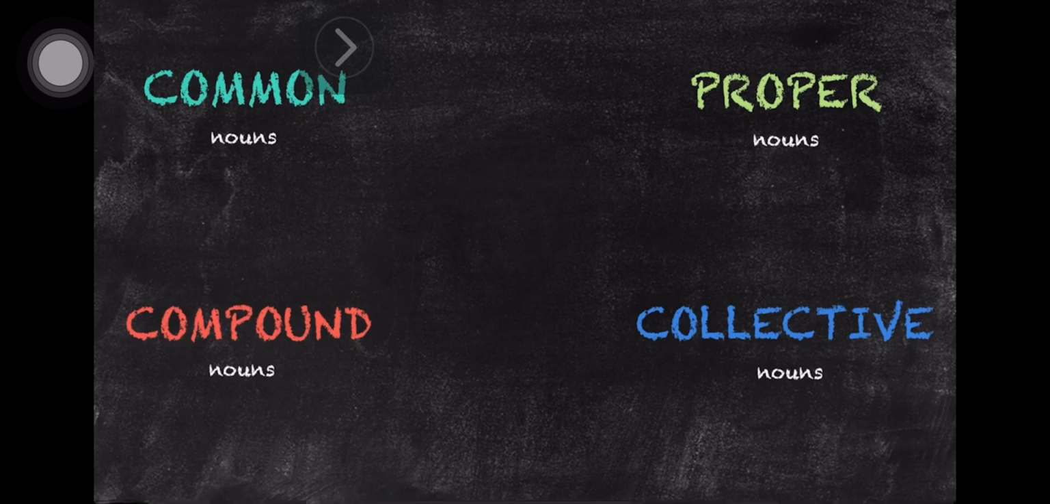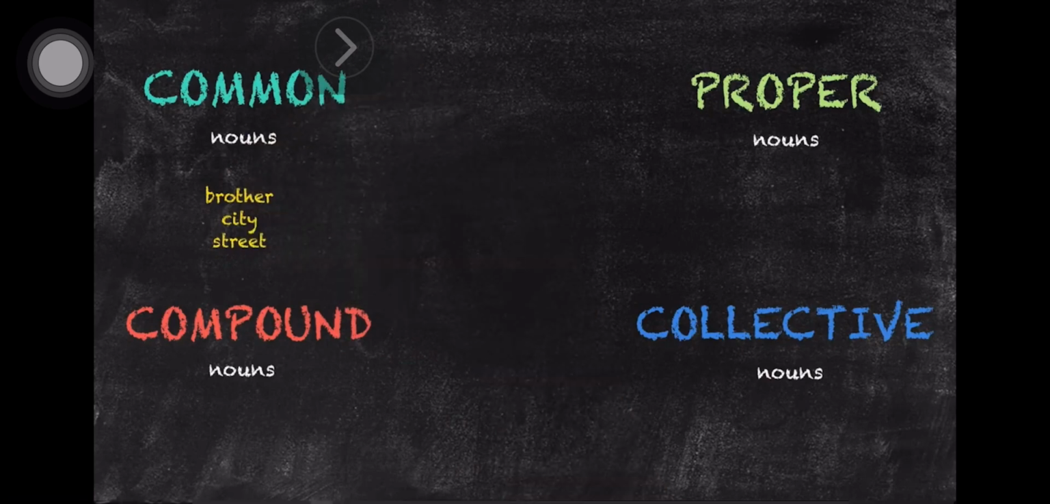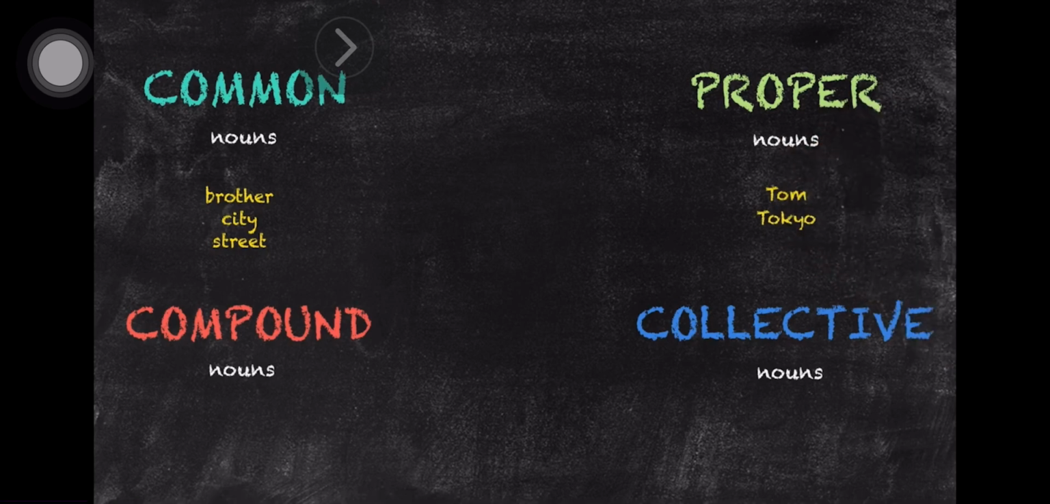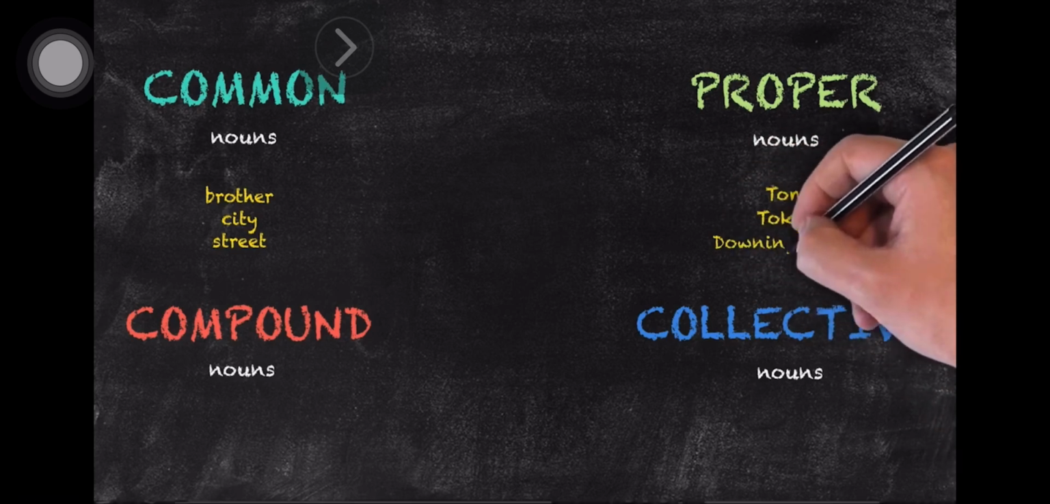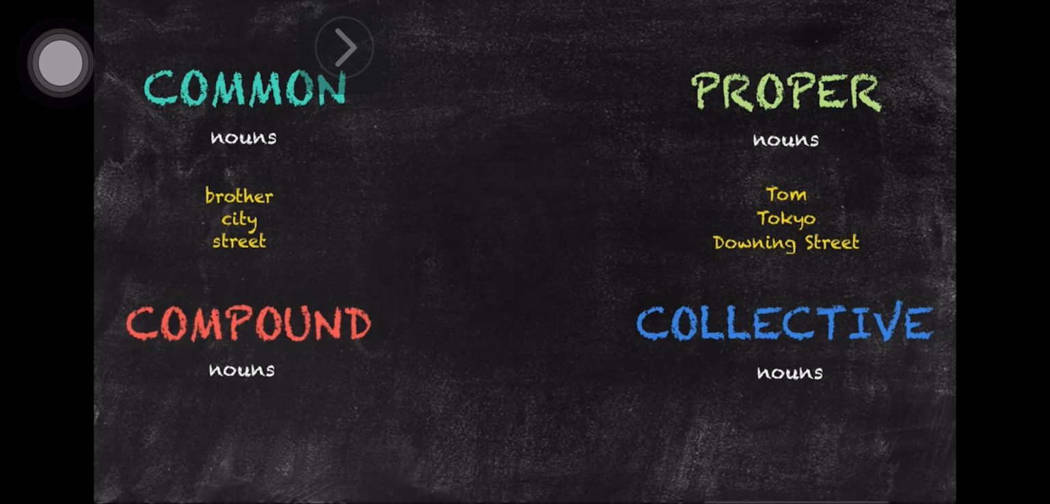A few examples of common nouns would be brother, city, street. These nouns are not typically capitalized unless they come at the beginning of the sentence. We have our proper nouns. A brother has a name, like Tom. Tom needs a capital letter. It is his proper name. You have Tokyo. Tokyo is the proper name of a city. And Downing Street. Downing needs the capital, as it is the proper name of the street.